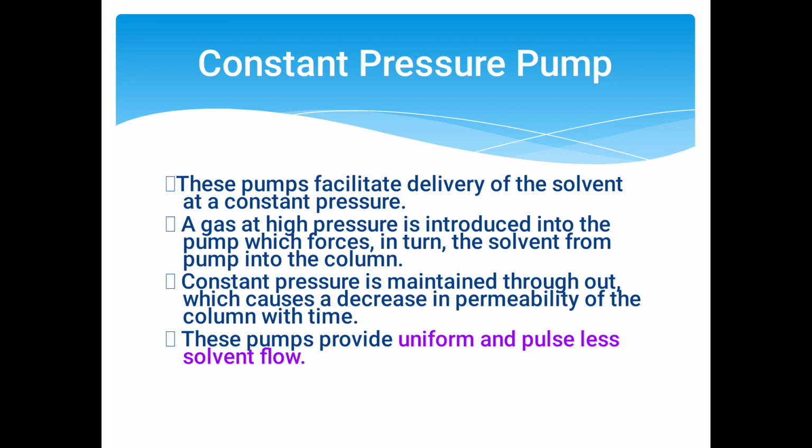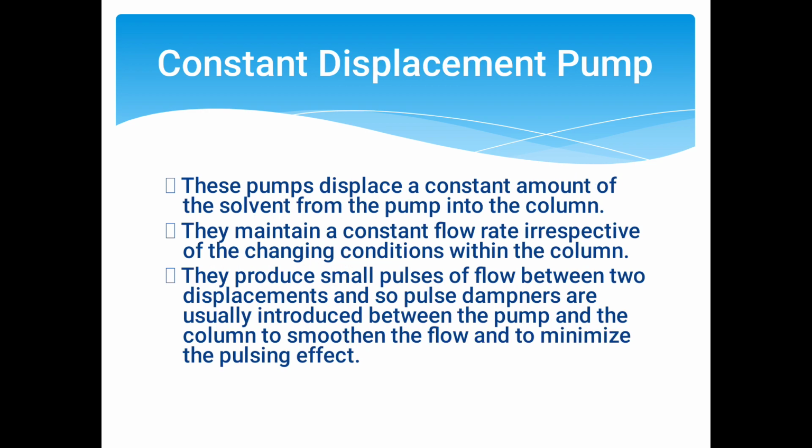Constant pressure pump. These pumps facilitate delivery of the solvent at a constant pressure. A gas at high pressure is introduced into the pump, which in turn forces the solvent from the pump to the column. Constant pressure is maintained throughout, which causes a decrease in the permeability of the column with time. These pumps provide a uniform and pulse-less solvent flow.